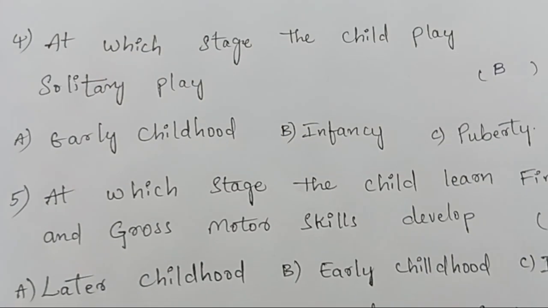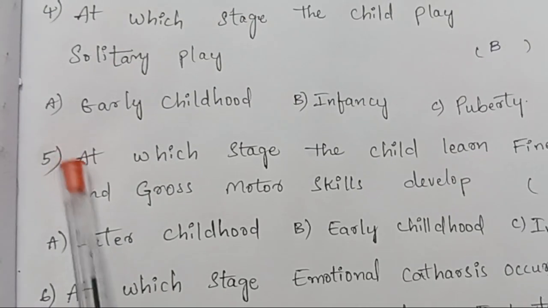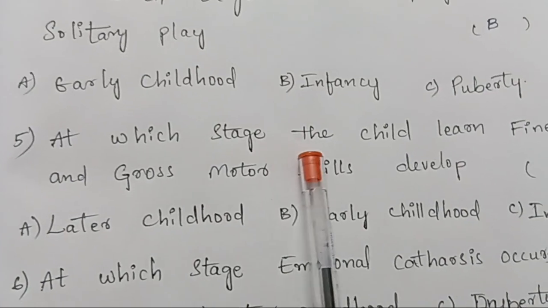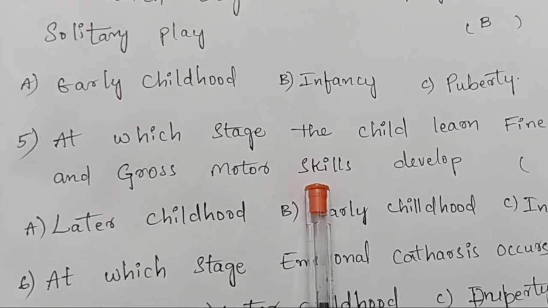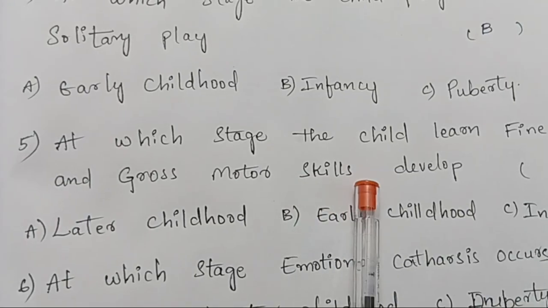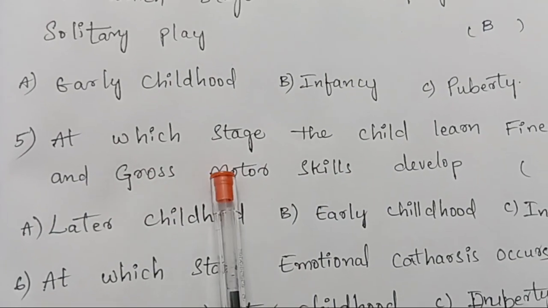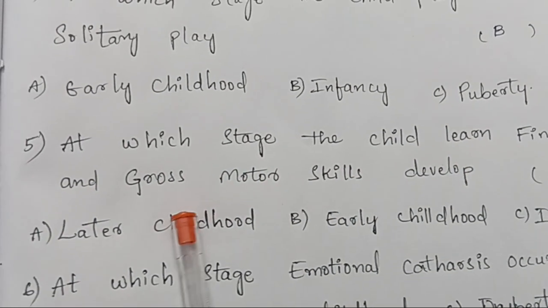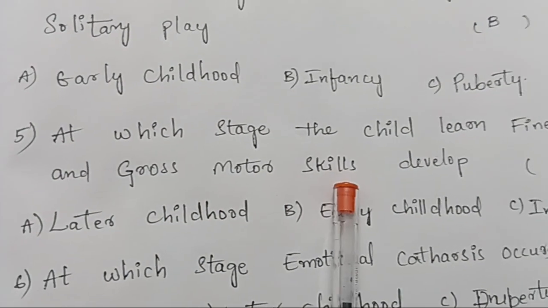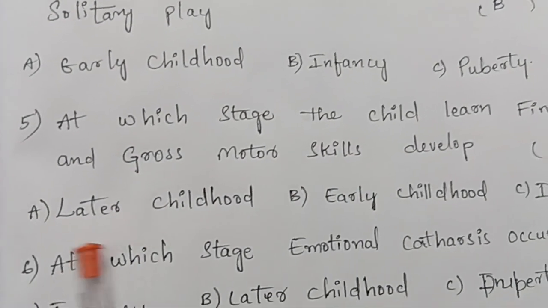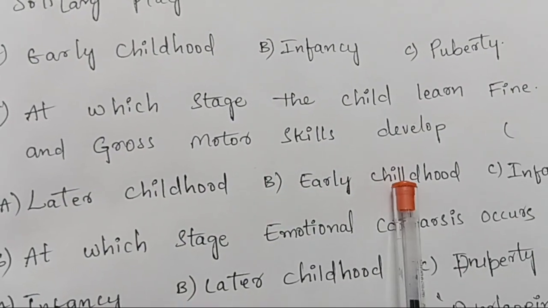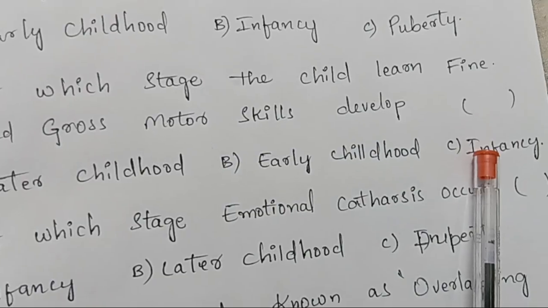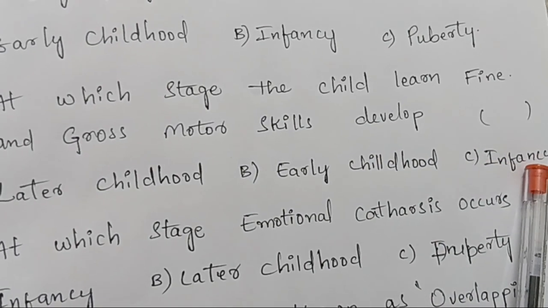So our next question is, at which stage does the child learn fine and gross motor skills development? Options are: A, later childhood. Option B is early childhood. Option C is infancy stage.